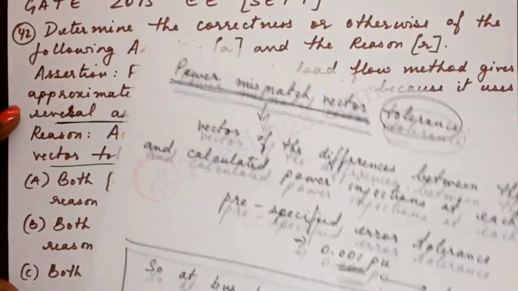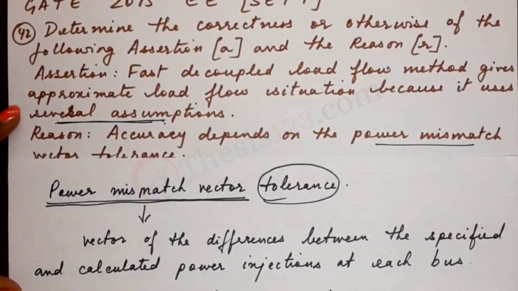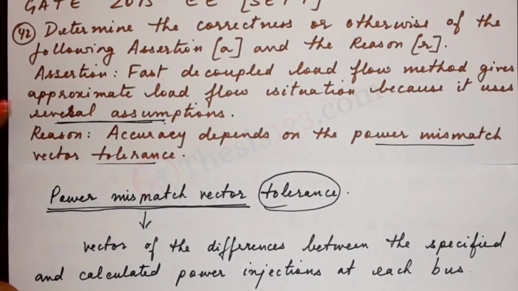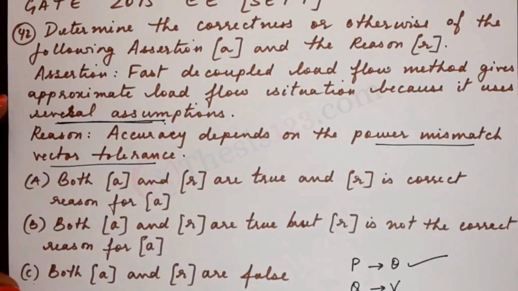So this means that the accuracy definitely depends upon the power mismatch vector tolerance. So R is correct, but the assertion is false because it doesn't take into consideration several assumptions. So A is false, R is true, which means that option D is the right answer.